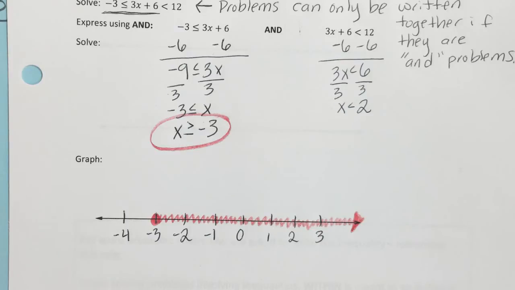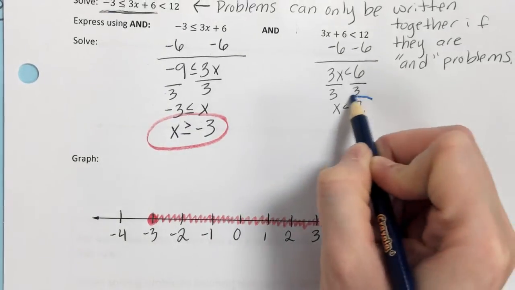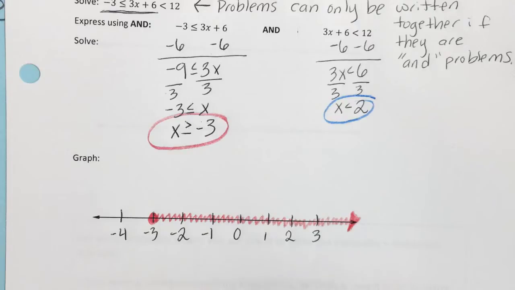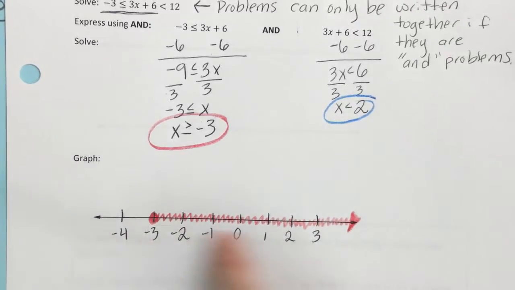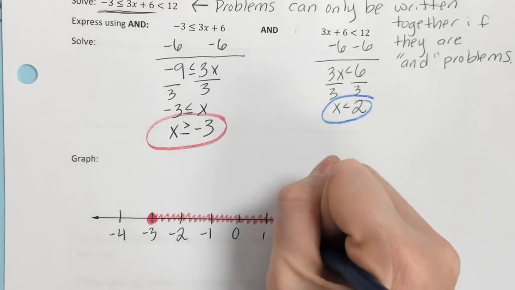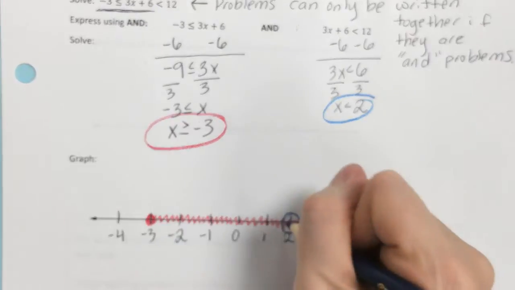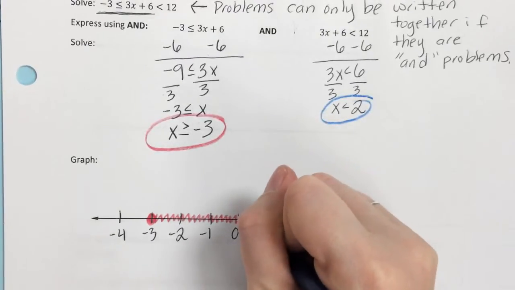Okay, now for my second inequality, I'm going to use my other color. x is less than 2. And I'm going to graph this right on top of it on the same exact graph. So it's going to be an open circle at 2. And then I shade to the left. So I'm going right on top of that red.